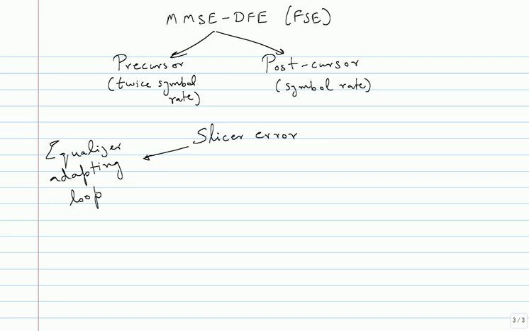Okay, you have to set up a proper LMS or some such algorithm carefully. And in the fractionally spaced equalizer case, only every second output can be adapted for the precursor. Post cursor, you adapt at symbol rate. Another loop it drives is the carrier recovery loop.